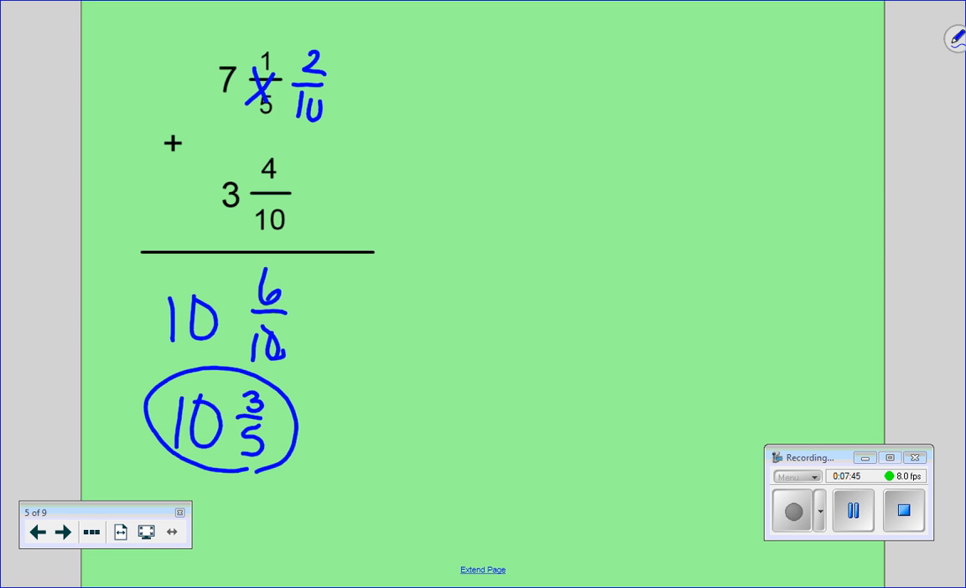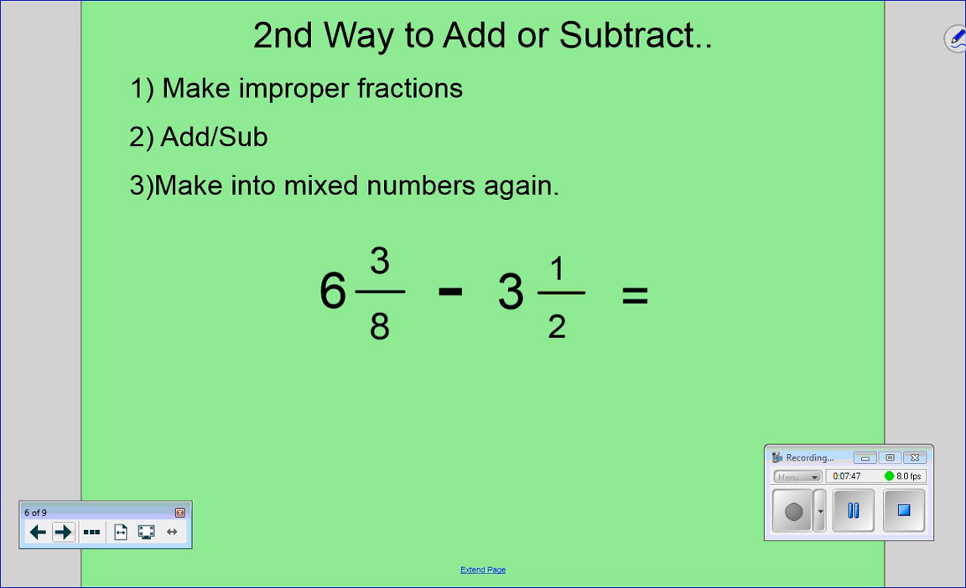Any questions? Okay, so let's talk about the second way. Some of you might like this way better. I don't know. So you choose what you want. What I like and what you like may be two different things. So we're going to talk about the second way.